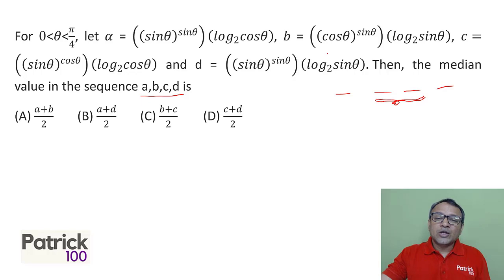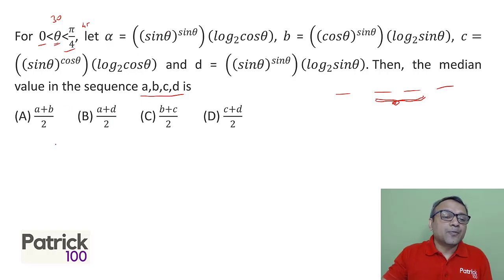But I don't know the value of sine theta, cos theta. So what I'll do is I'll assume the value of theta which I understand. I understand 30 degree. 30 degree comes between 0 and 45 degree. So I'll put theta as 30 degree and solve. What do I get as the values?